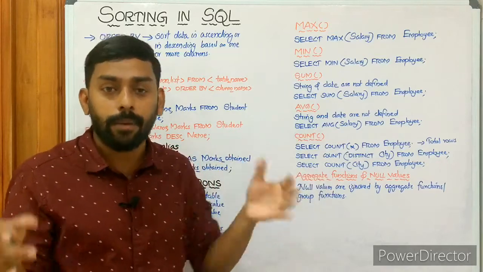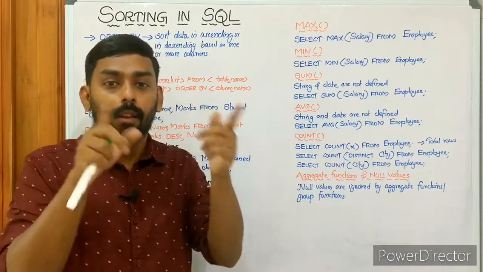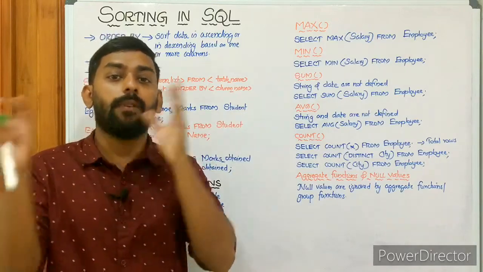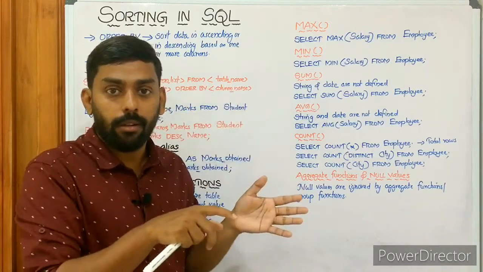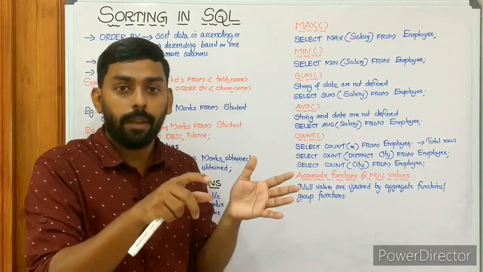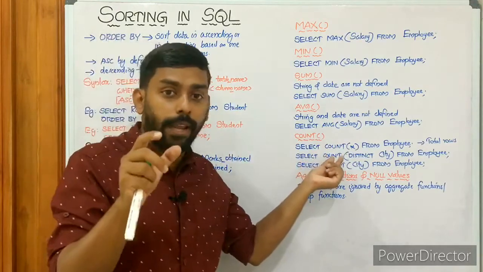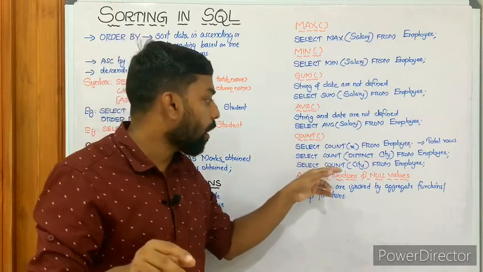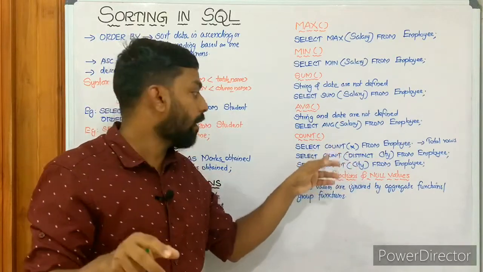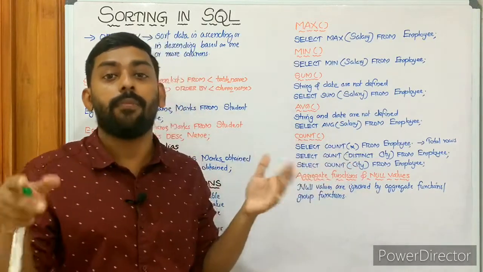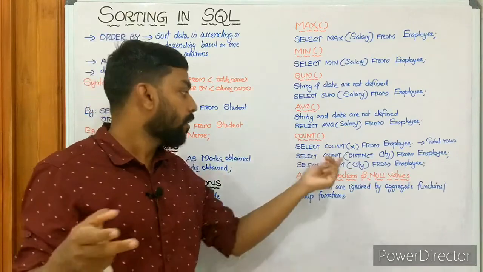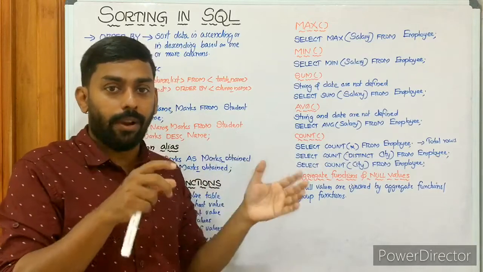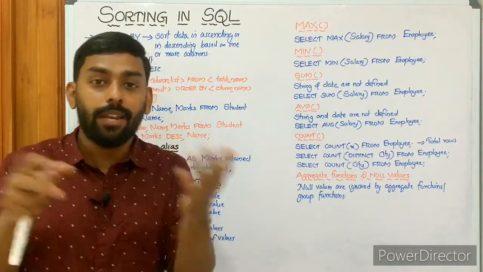Duplication will be avoided. That means many employees may be working in Delhi, many in Bangalore, many in Chennai, many in Kochi, many in Bombay. So it avoids duplication. Only the distinct values will be printed, and the difference is count of city will print 30, and count of distinct city will print only 5 or 6, right? Yes.